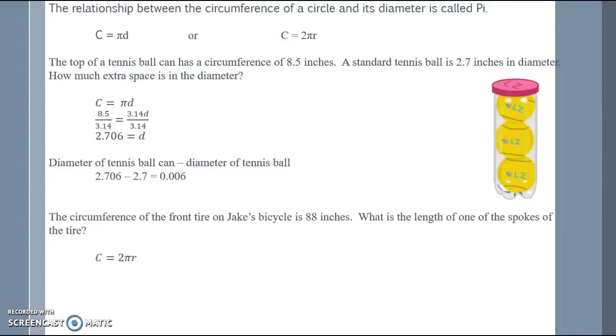The circumference of the front tire on Jake's bicycle is 88 inches. What is the length of one of the spokes? So the spokes would be the radius, which is why I'm using circumference is equal to 2 pi r, so I can identify the length of the spoke. I know the circumference is 88 inches, so I can fill in the rest to find r. So 88 equals 2 times 3.14 times r.